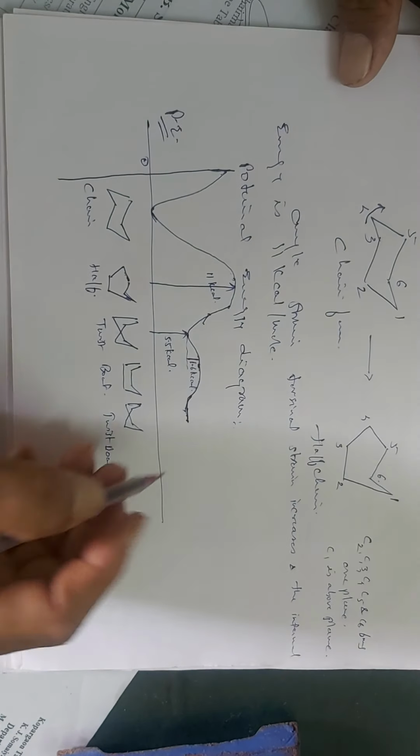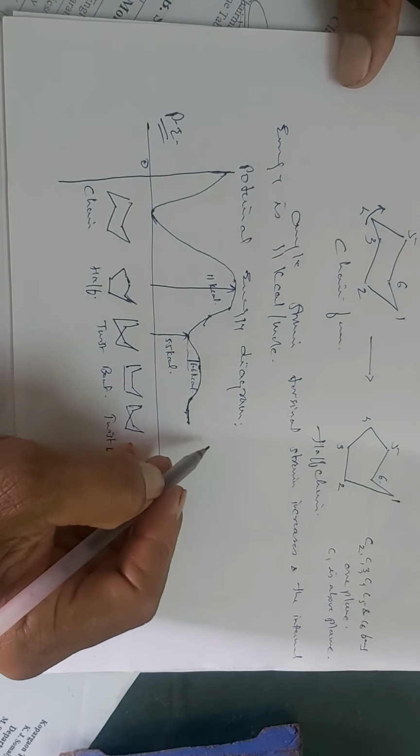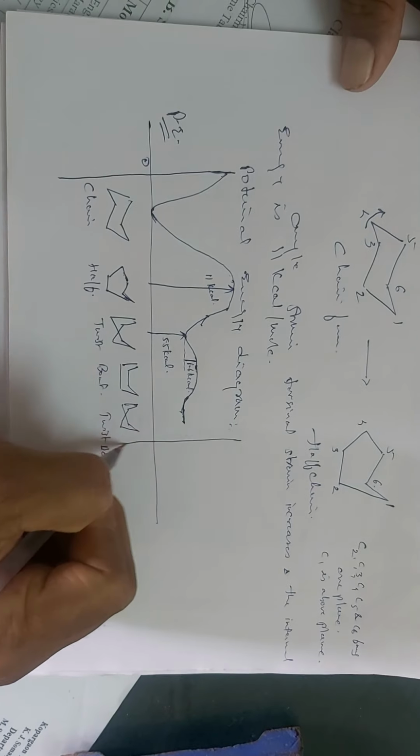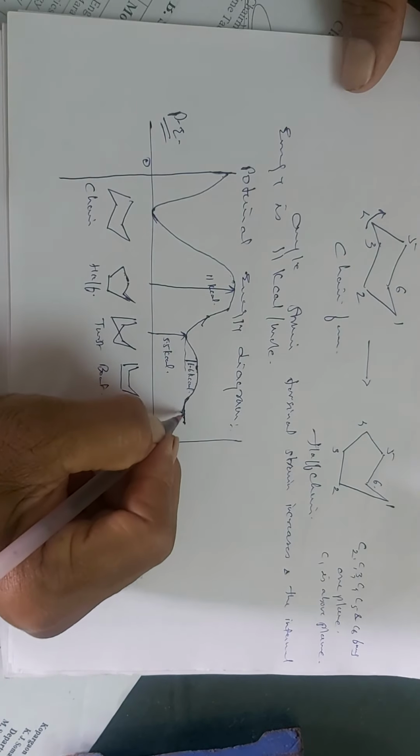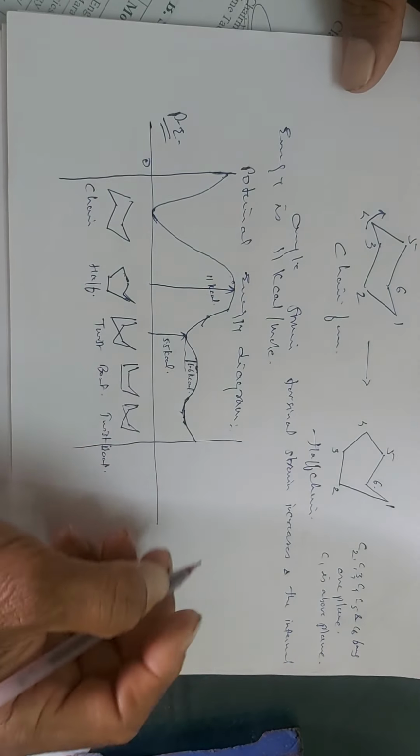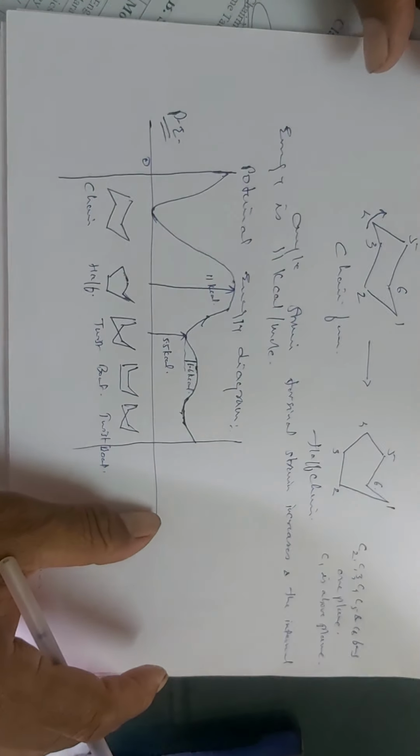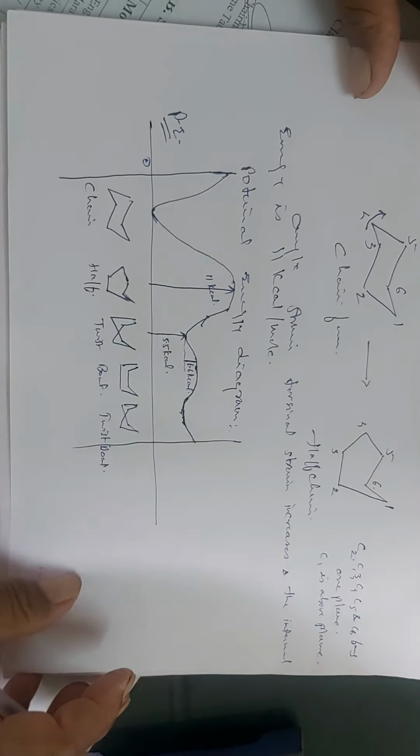So this is the energy profile diagram for the chair conformations or the different types of conformations of cyclohexane.